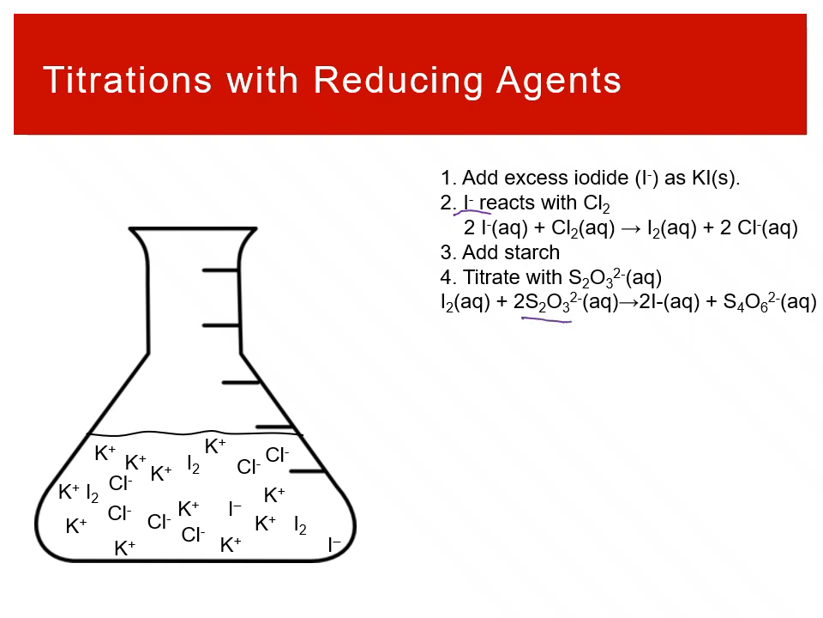S2O3 2-, called thiosulfate, is the most common choice. It's a pretty stable reducing agent that won't degrade in your lab, but it does work. Most importantly, it's common here because this setup with iodine is really, really common, and S2O3 can reduce iodine back to iodide, so I2 to I-.